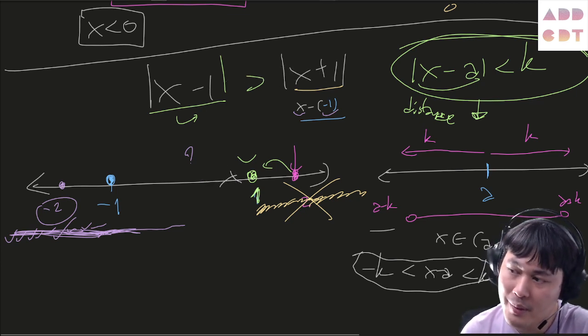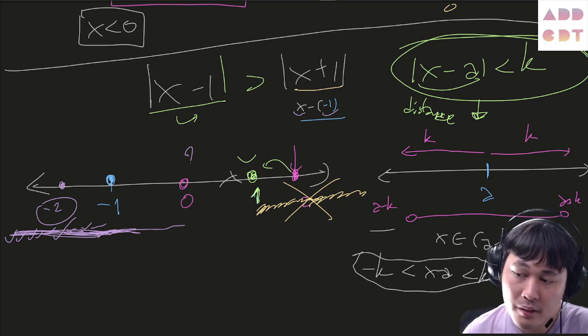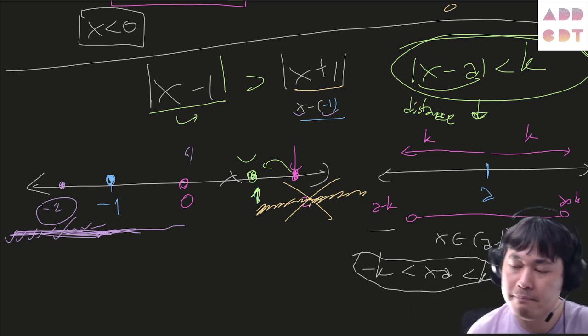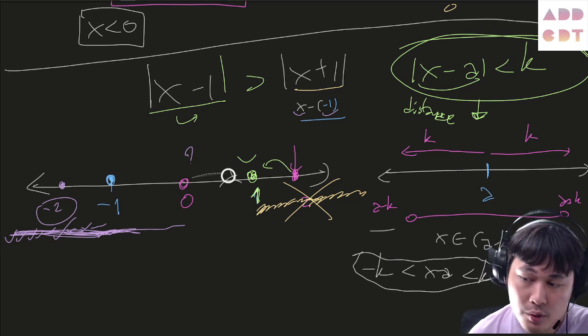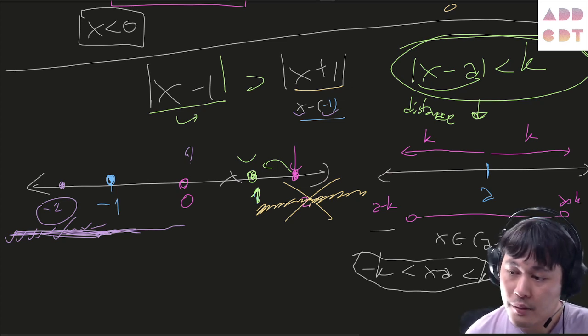That point happens to be 0. Because if x is 0, then the distance to the left and to the right are the same. And so it only extends up to here. If it's to the right of 0, it's going to be closer to 1 than minus 1. And so it's up to here.